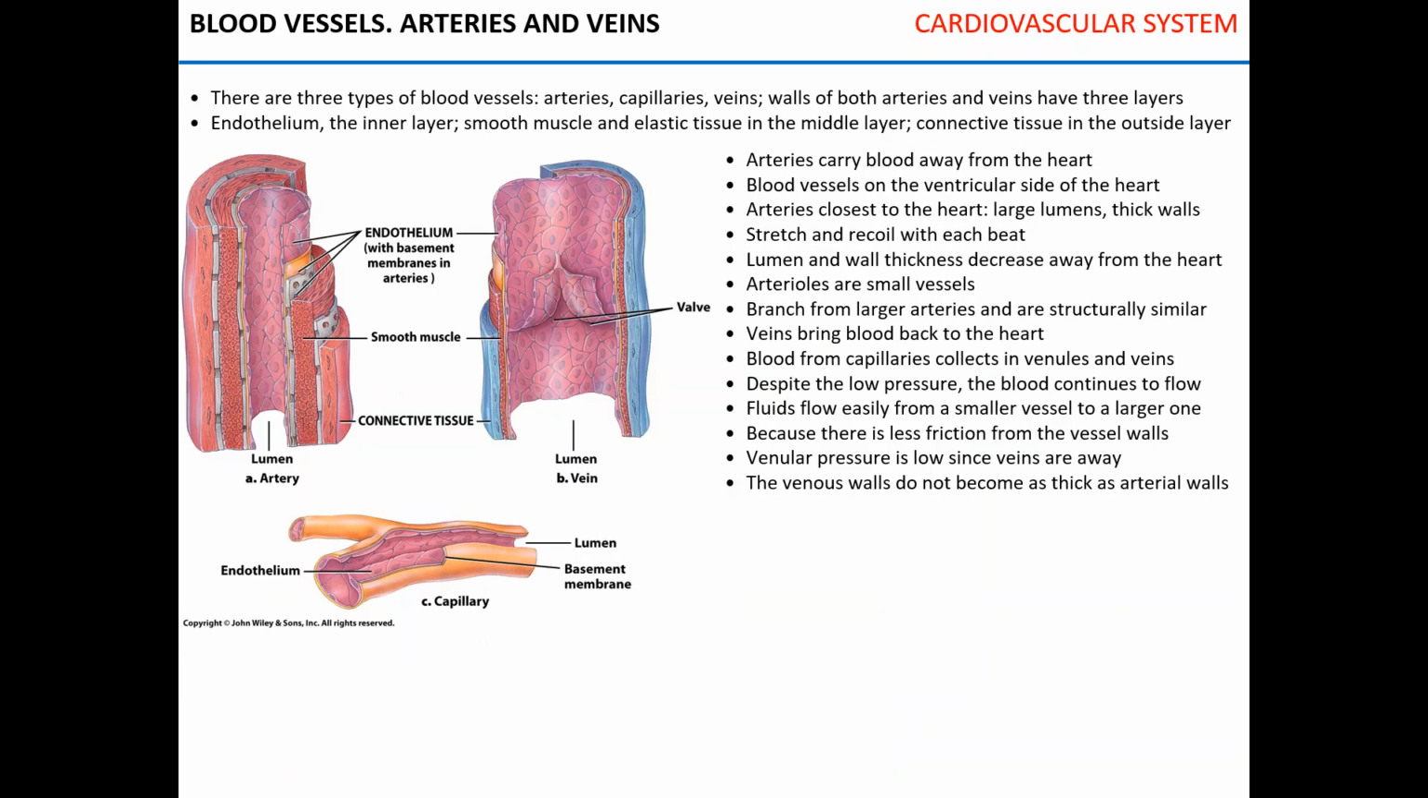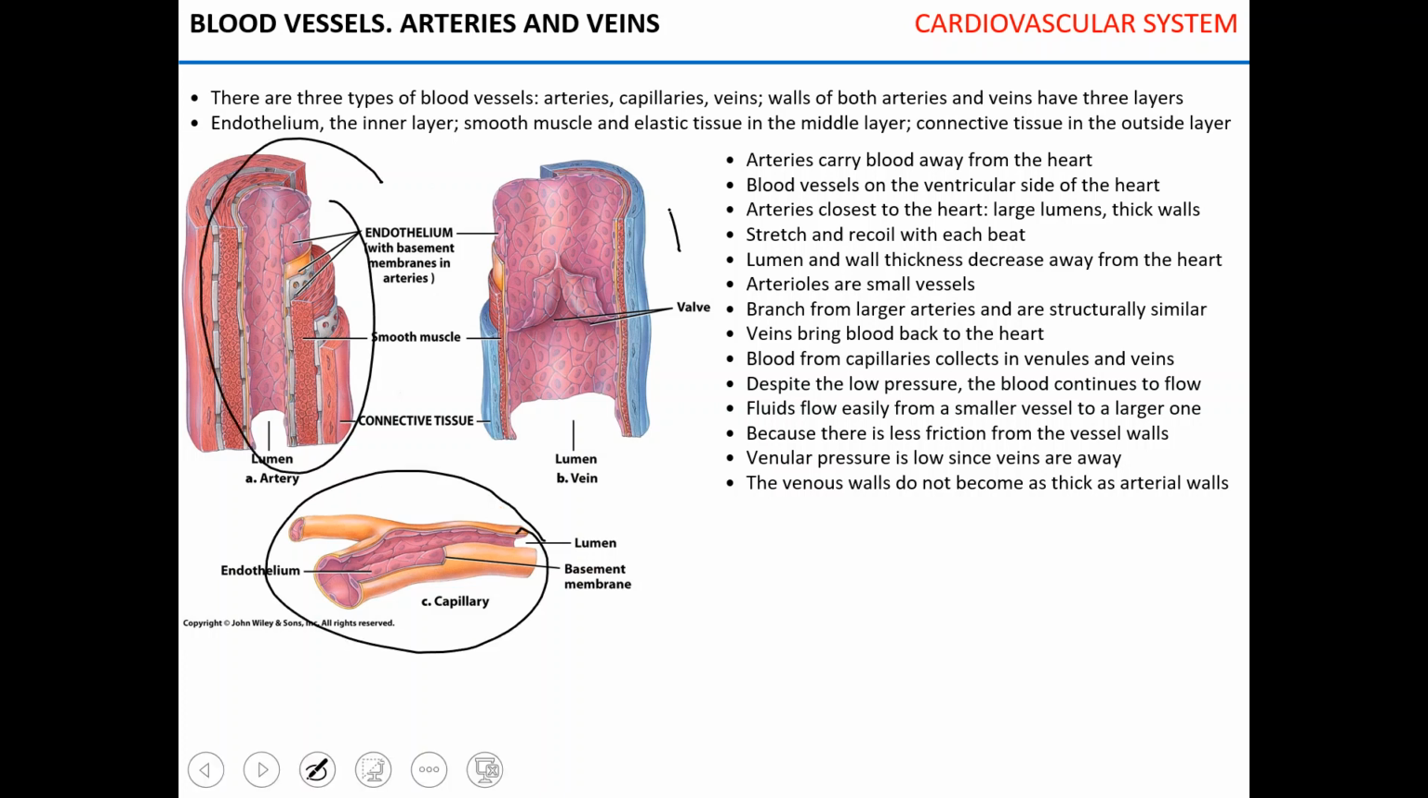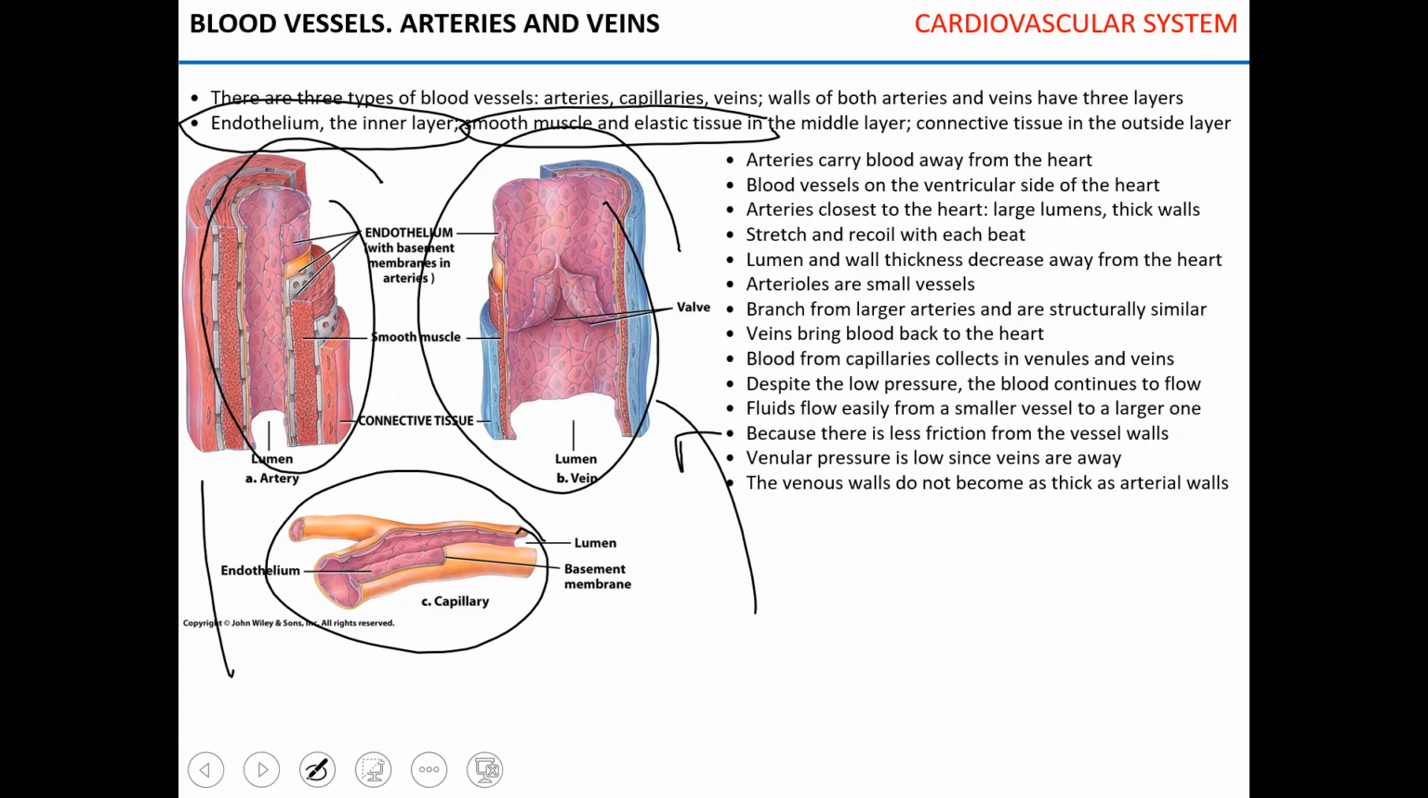Now that brings us to the conversation about the blood vessels. So there are three types of blood vessels: arteries, capillaries, and veins. In both arteries and veins, you can see three layers, so-called three tunics: tunica intima, tunica media, and tunica externa. Tunica intima, or the inner layer, consists of endothelial cells, the epithelial lining of the blood vessels. The middle layer, tunica media, consists of smooth muscles and elastic tissue, and connective tissue provides structural support in the outer layer, or tunica externa.